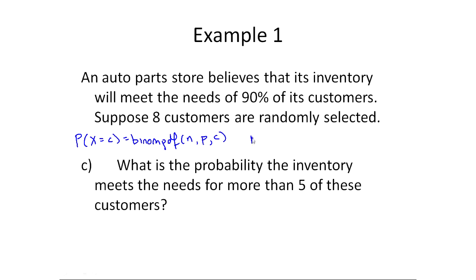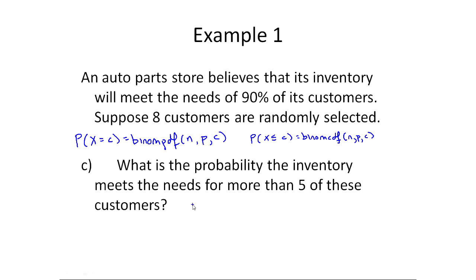The other very common type of problem is x less than or equal to c, c or fewer successes. So I could say, what's the probability that 10 customers walk into the store and we look at 3 of them and the needs are met for 3 or less? And that would be this type of question. And in that case, I use a binomial CDF. What the CDF does is it starts at c and counts down all the way to 0 for me, so it adds up everything below.